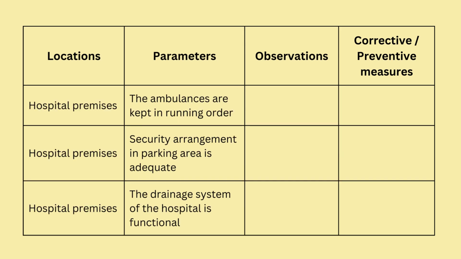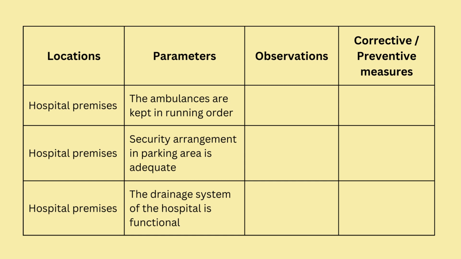I have taken the next 3 parameters from the hospital premises, because these are very vital. The ambulances should be kept in proper order. Here you should indicate each ambulance separately, either by their registration numbers or by any other identification system that you have. The hospital parking area should also have adequate security arrangements. If your parking area is located outside the hospital premises, that should also be considered here.